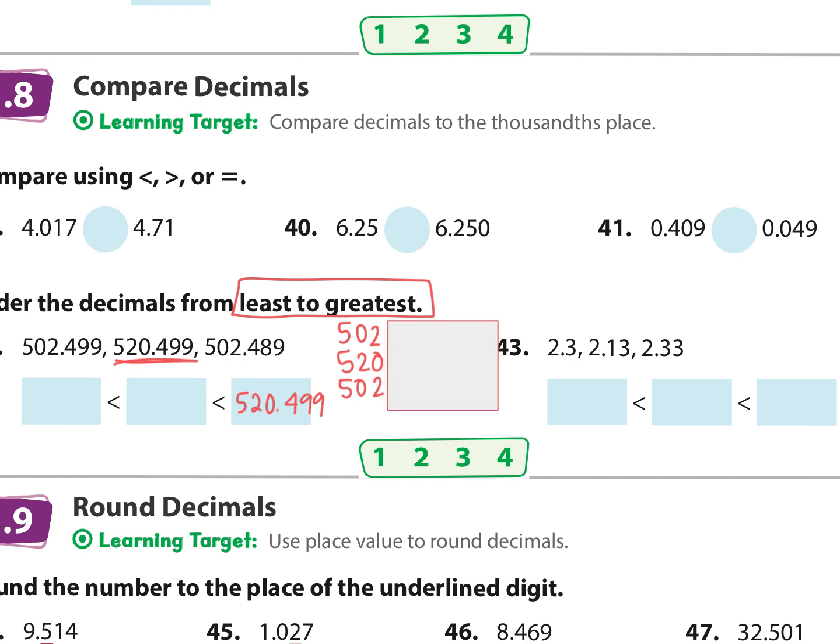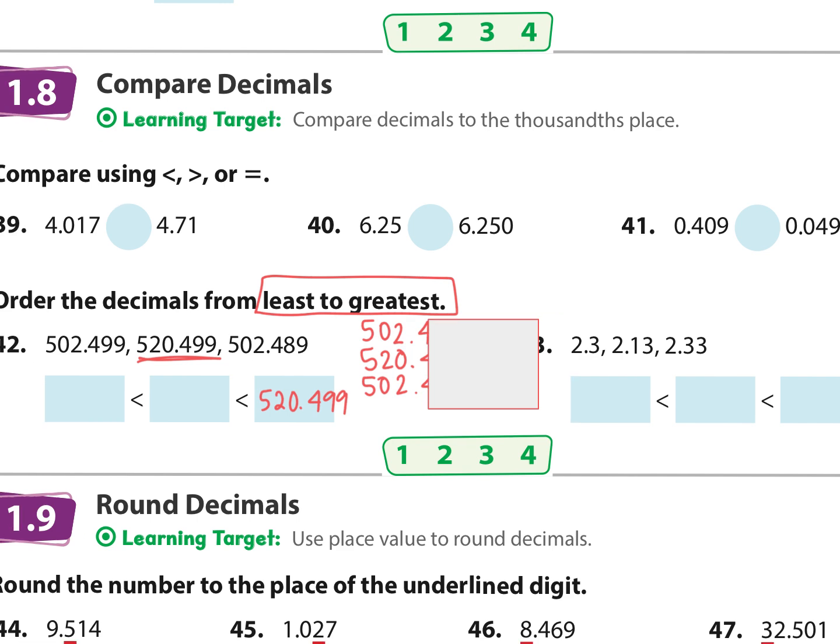Okay, so my whole number is the same in my first and last number. I don't know which one's smaller yet. Okay, looking at my tenths place, can I tell which one's smaller? Nope. What about now? Okay, so the one that starts 502.48, that's my smallest number. So I'm going to list that one first. So I have 502.489, then 502.499.